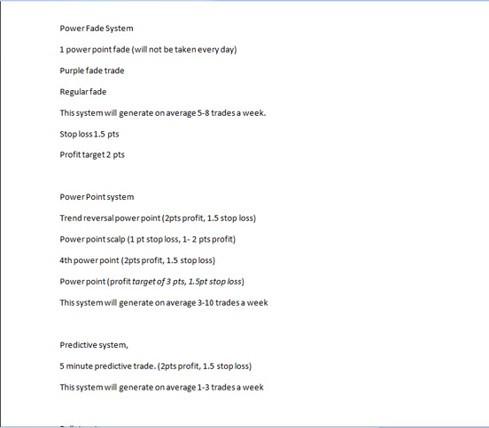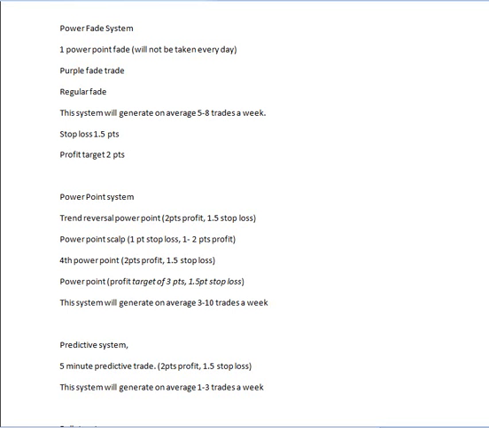Also, we've got the purple fade. There's a video on the purple fade to show you exactly how that's created, and we'll be taking, I would say, 90% of them. There's a couple of instances that we won't take them. Then there's a regular fade, which in the video we're looking for once the market has broken to the upside or the downside, which I'll call a regular fade. Or sometimes if the market's in a range, we can be looking to take a fade for it to break out of the range as well. So that is the basic power fade system.